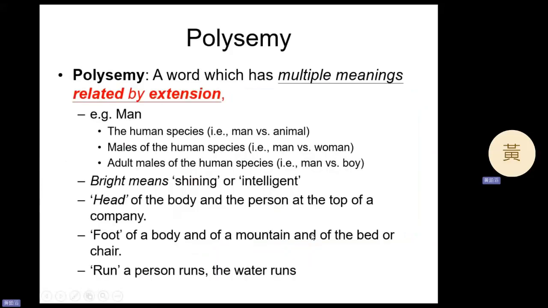So this is polysemy, like "man". Behave like a man. What does man mean here? Behave like a real man. Because I'm female, I couldn't be like a man. Is that "man" about gender? No. So what does it mean? Behave like a man. What does that man mean? A person with guts, brave enough. It doesn't refer to gender. So man is polysemy.